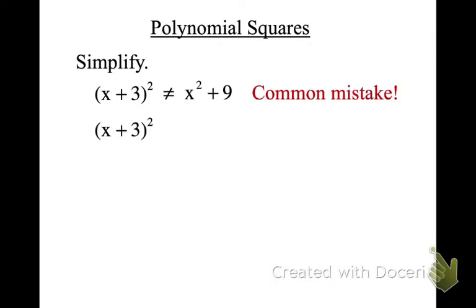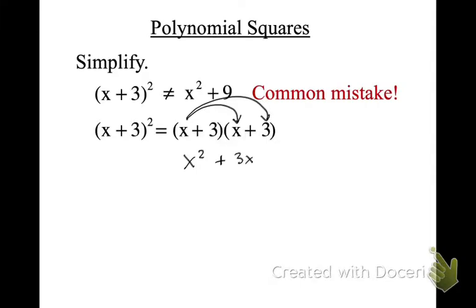It means x plus 3 times the quantity of x plus 3. The parenthesis is squared. So now we can do our double distributing. X squared plus 3x plus 3x plus 9. And that makes x squared plus 6x plus 9.